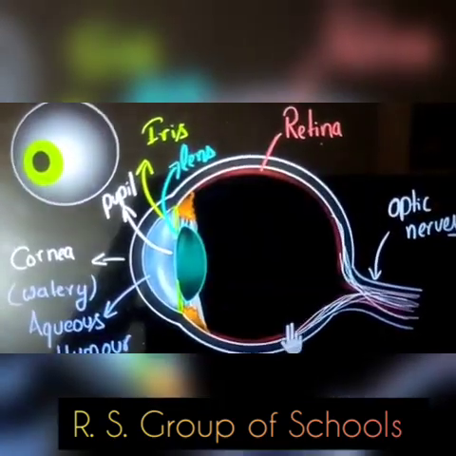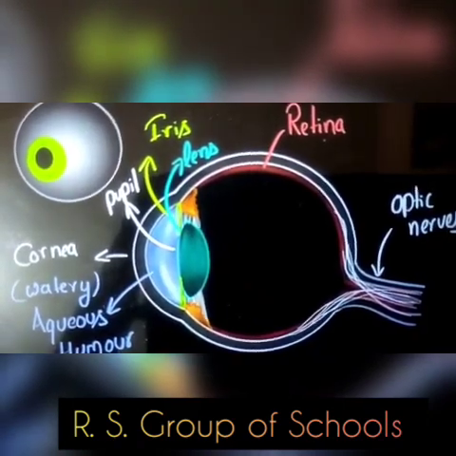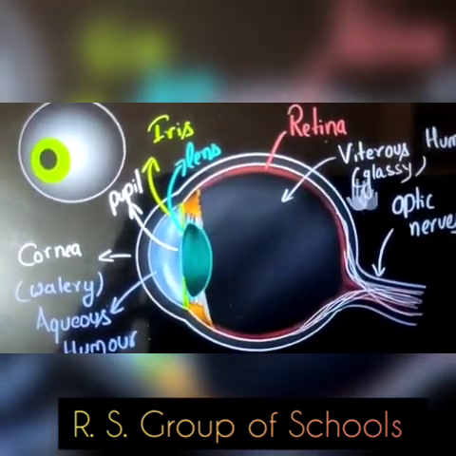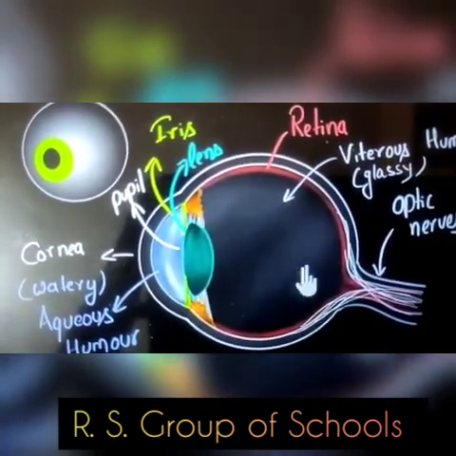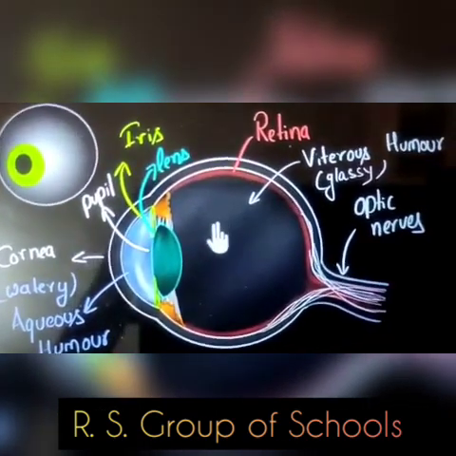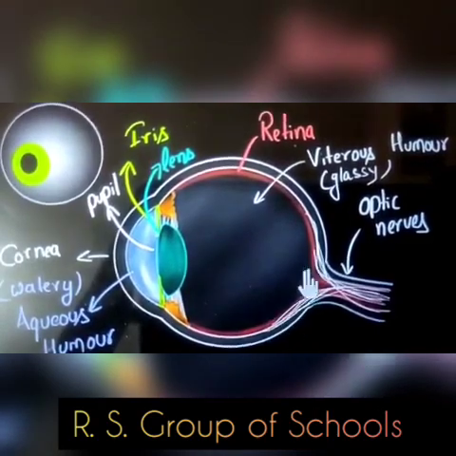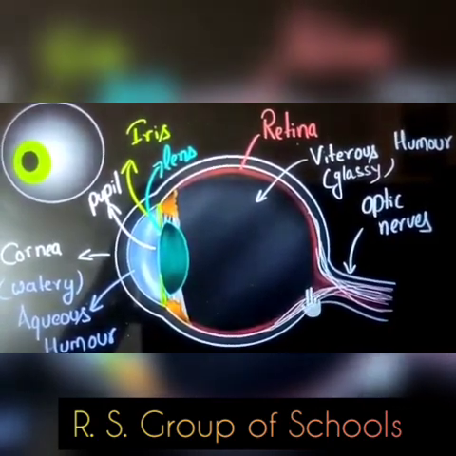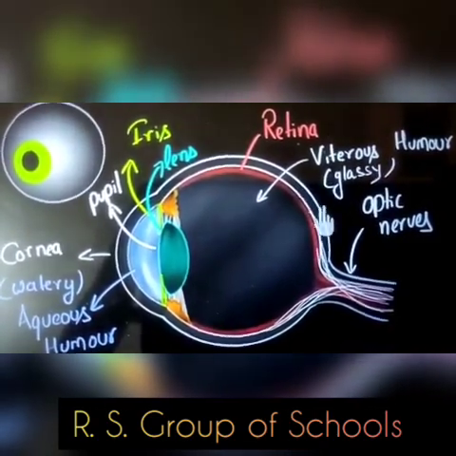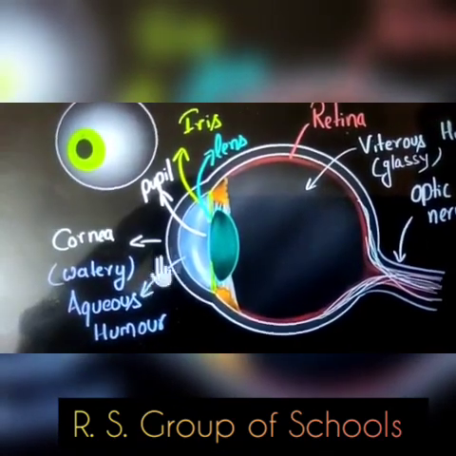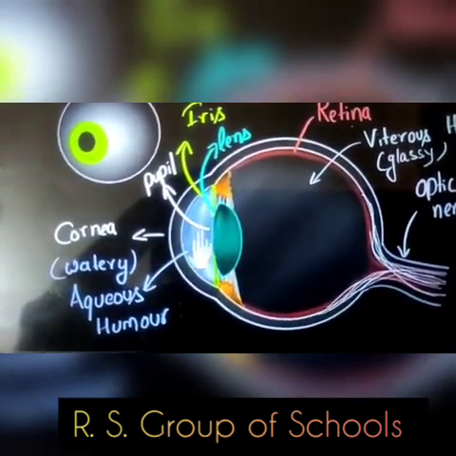The region between the eye lens and retina is filled with a thick glassy liquid that is called vitreous humor. So this one is a liquid, and the function of this liquid is to give the eyeball its shape. Now we will move to the next part.